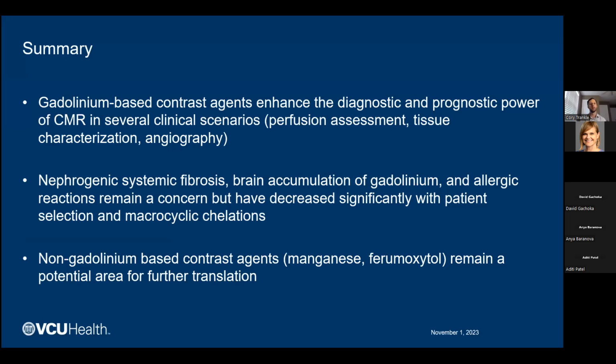So with that, I'll just summarize. Gadolinium-based contrast agents do enhance the diagnostic and prognostic power of CMR in multiple clinical scenarios. You do need to know about nephrogenic systemic fibrosis, brain accumulation of gadolinium, and allergic reactions because those are a concern, but they have decreased significantly with patient selection, including of those with renal dysfunction, and macrocyclic chelation structures. There are non-gadolinium-based contrast agents based on manganese and ferumoxytol that remain a potential area for future translation.